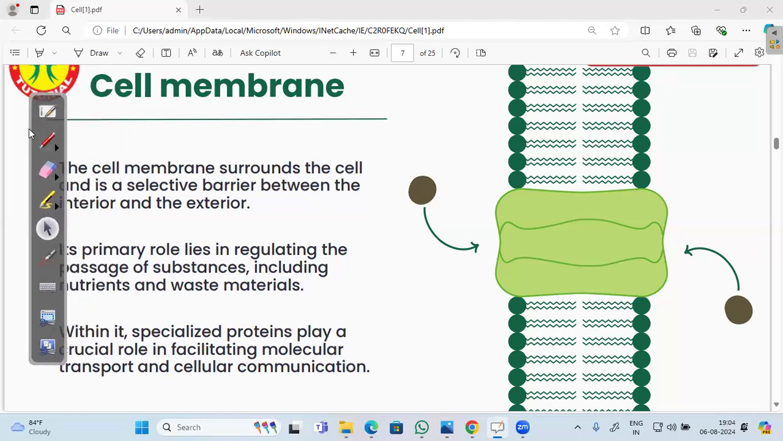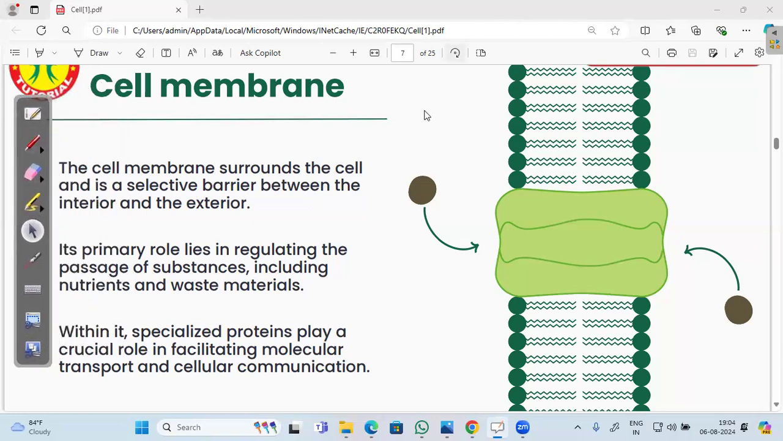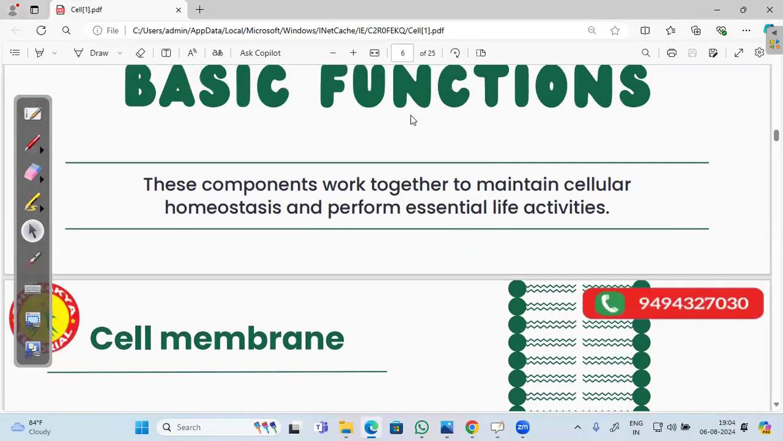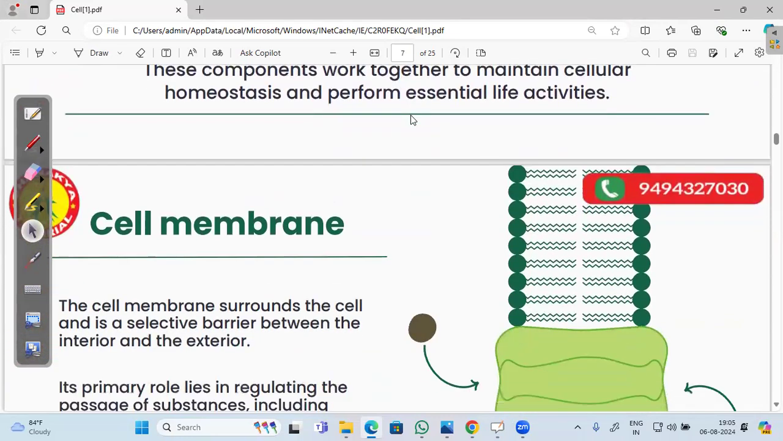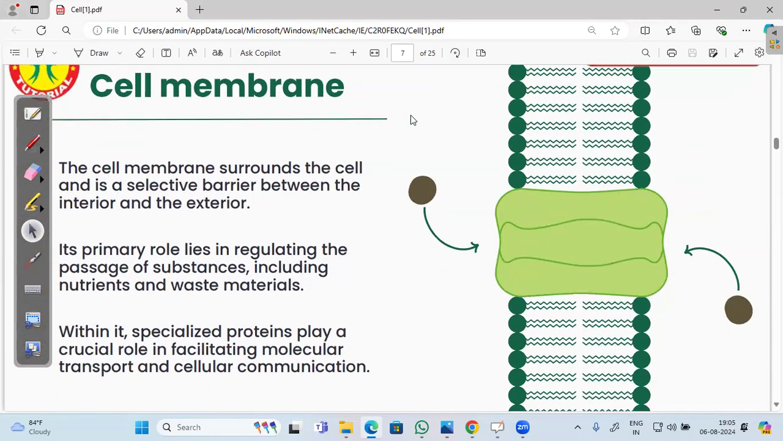See, these are the same notes which have been sent out to you in the group. So we'll be studying here the different components, basic cell structure and function. Start with the cell membrane. In the last class, we discussed the structure of the cell membrane, and we described it to be made up of a phospholipid bilayer with tunnel proteins in between them.